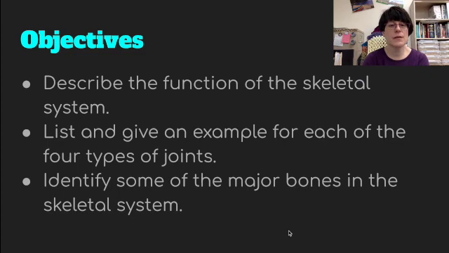So our objectives today will be to describe the function of the skeletal system, list and give an example for each of the 4 types of joints, and identify some of the major bones in the skeletal system.